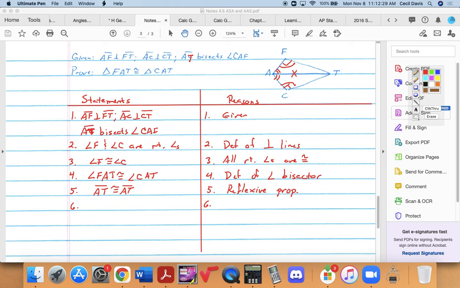Is that enough to prove the two triangles congruent now? Yeah, by side, angle, angle. If you put side angle angle, I probably wouldn't count off.